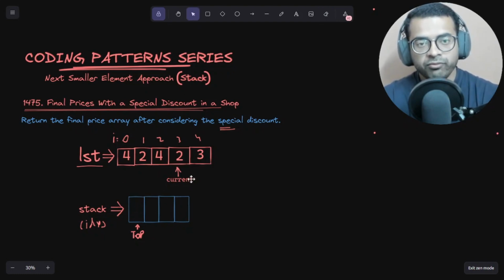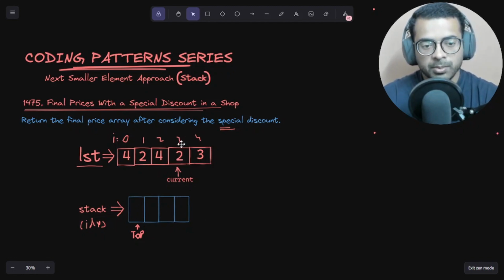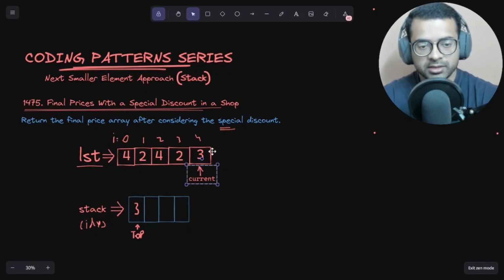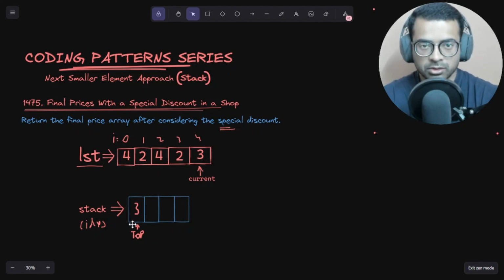Now again we will check, but this time since our stack is empty, we are simply going to append the index that current pointer is currently at. So the index is 3, and we are going to move our current pointer to the last element, and here current pointer is pointing towards 3. Now we are going to check whether stack is empty or not. No, the stack is not empty. Then let's proceed towards the second condition.